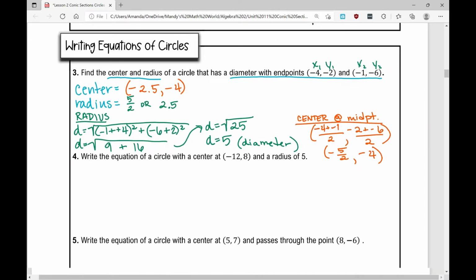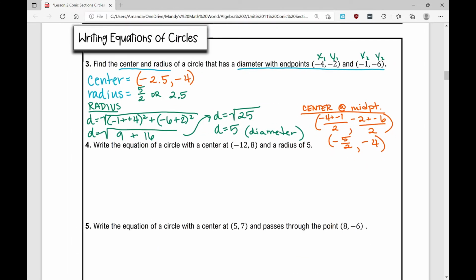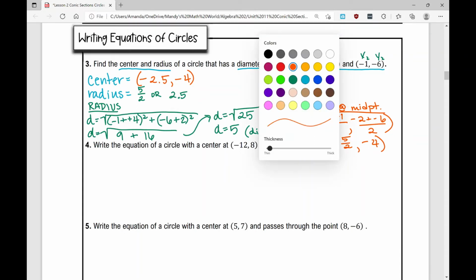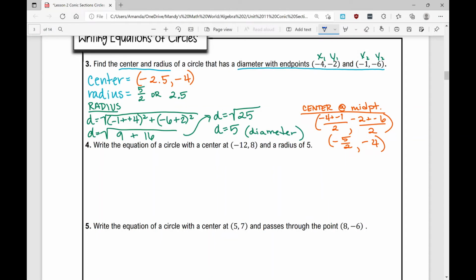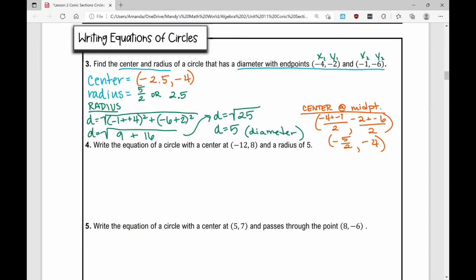Let's move on to the next 2 examples where we're actually going to be writing equations of circles given some information. This example number 4 says to write the equation of a circle with a center at negative 12, 8, and a radius of 5. So here I have h, k. h is negative 12, k is 8, and the radius is 5.